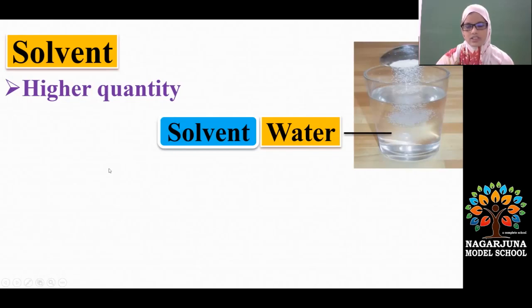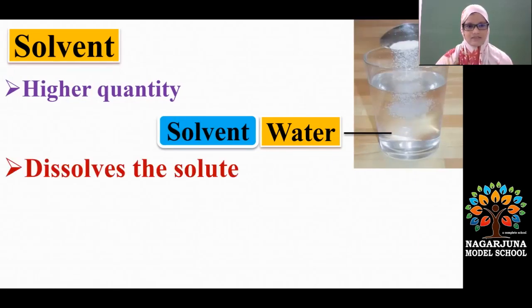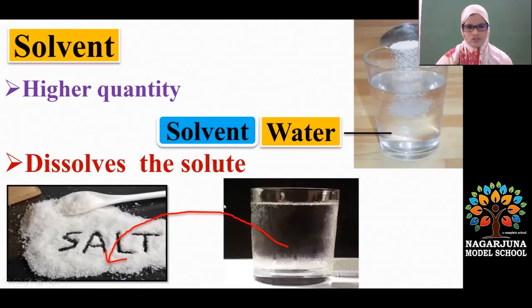So solvent is also defined as the substance which dissolves the solute in it. Let's see the example. So which one dissolves the salt here? The water dissolves the salt in it. So what is water here? Obviously it is a solvent.